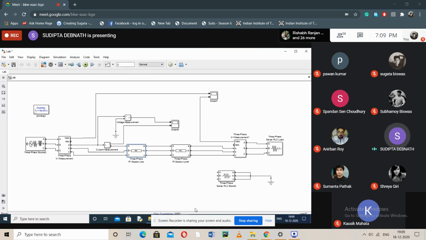What is your line voltage? Line voltage is 400 kV. So 400 kV square by Z0. So you find out what is the value. 400 into 10 cube whole square by Z0. So 10 cube whole square, that means it becomes megawatt. So 400 square by Z0 megawatt. You tell me the value.